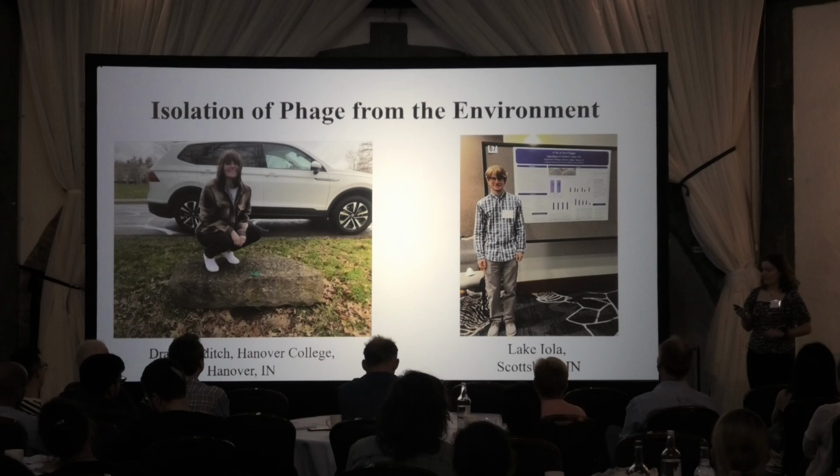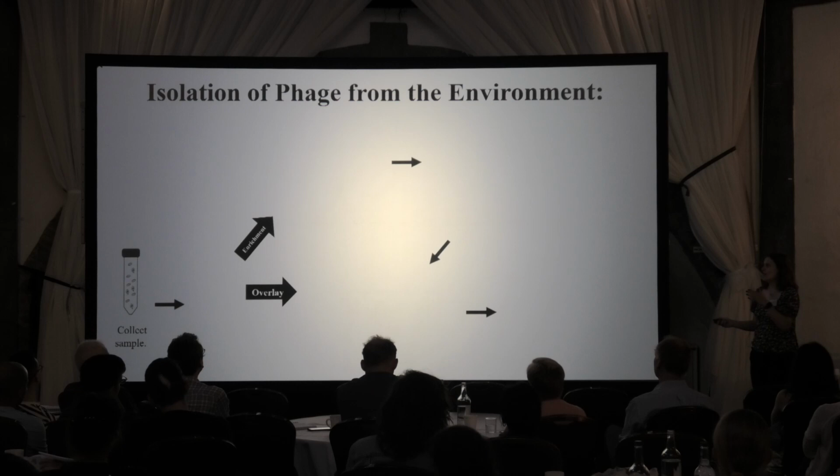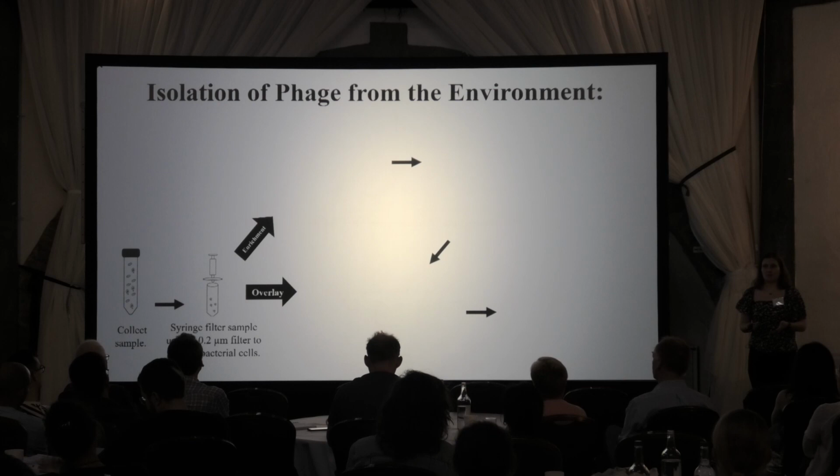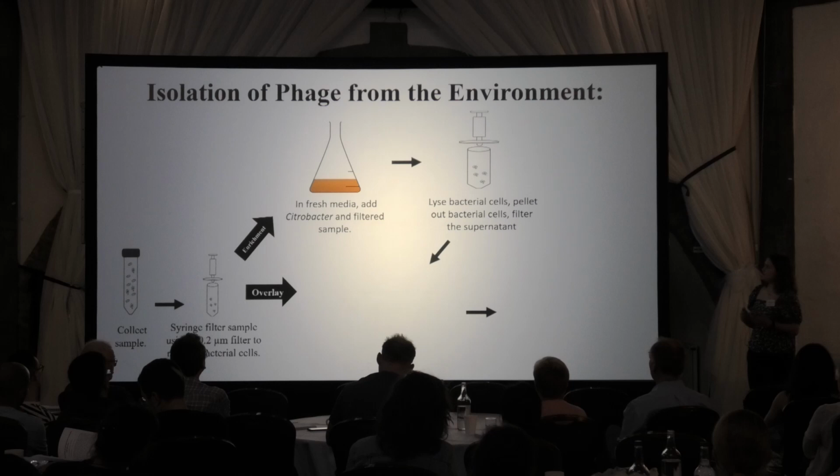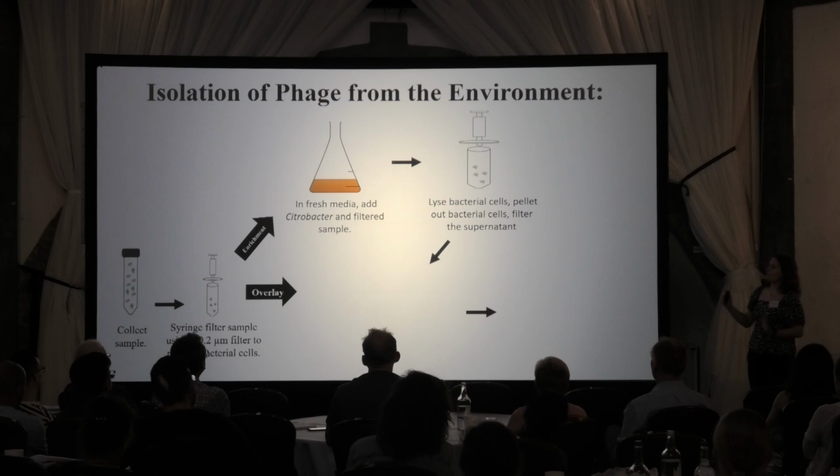To do that, there are two ways: an enrichment and an overlay. They start out the same: you collect a sample and filter the sample. For an enrichment, which is what Owen did to select for those Citrobacter phages, he used fresh media, filtered the sample, and then put the Citrobacter and the filtered sample in there. He lysed the bacterial cells, spun out the bacterial cells, and then filtered the supernatant. Once you get through that, the overlay and the enrichment basically become the same process.